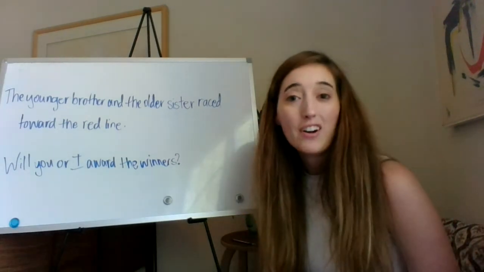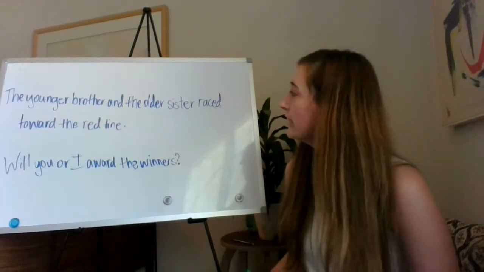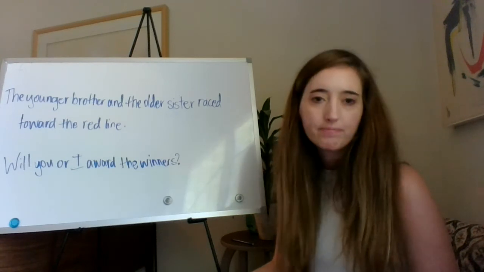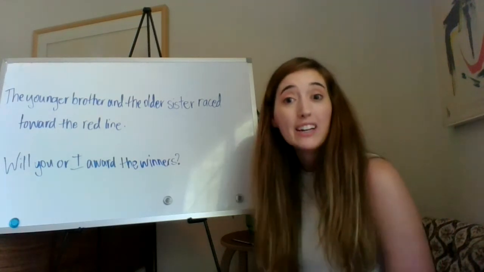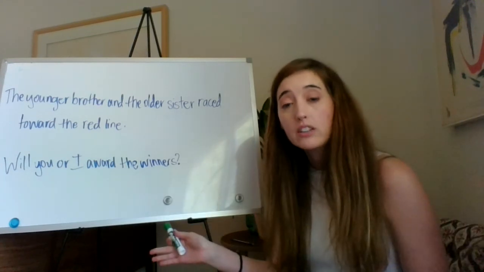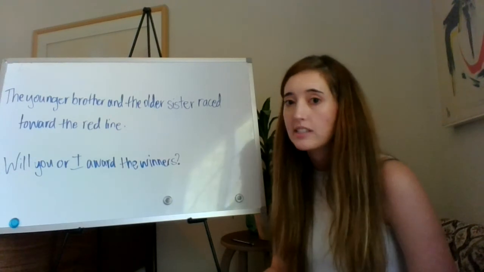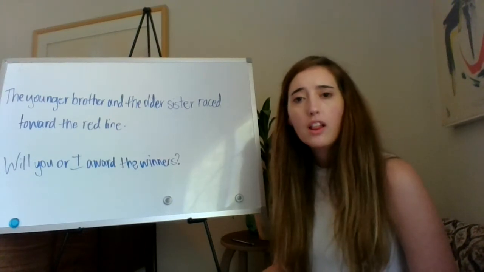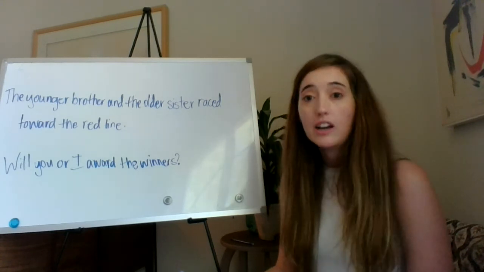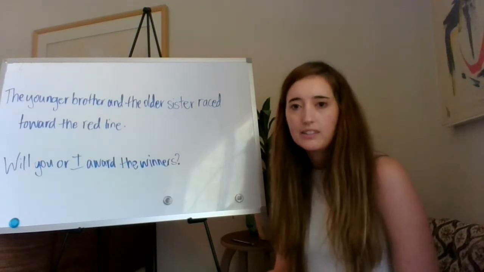Okay, our first sentence here is page 137 for you, and it reads, the younger brother and the older sister race toward the red line. Okay, so we'll go ahead and analyze this. Hopefully this is good review as we go through how to analyze with now compound subjects and conjunctions and prepositional phrases. Okay, so let's read the sentence again. Think about what's happening. Picture it in your mind. The younger brother and the older sister race toward the red line.